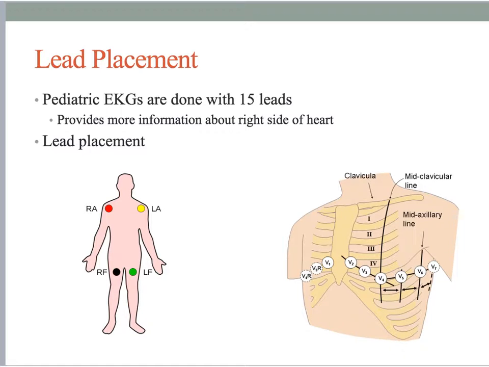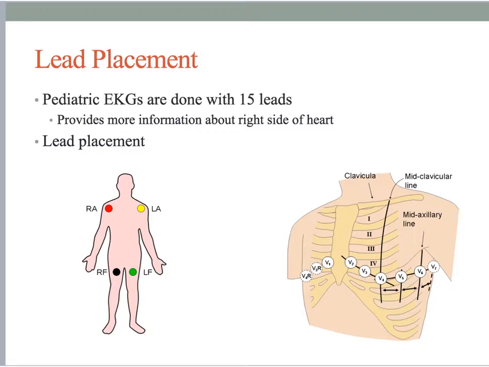Limb lead placement in children is similar as in adults, with right arm, right foot or leg, and left foot or leg leads. For the precordial leads, V1 through V6 are also the same as in adults. V1 and V2 are on either side of the sternum in the fourth intercostal space. V4 is in the mid-clavicular line in the fifth intercostal space.